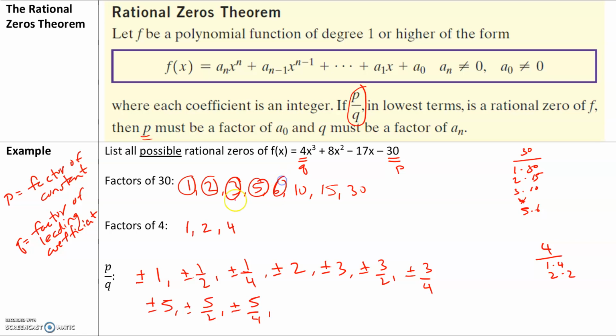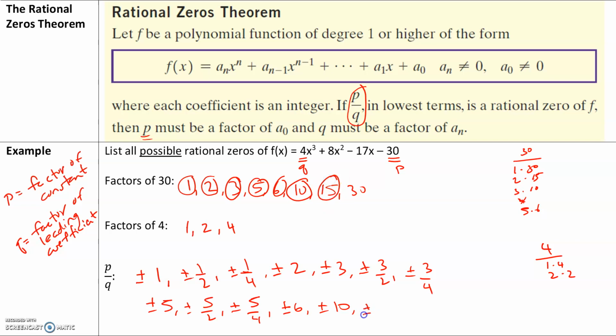Now let's go to 6. We have 6 over 1, that's plus or minus 6. 6 over 2, that's plus or minus 3, but 3 is already there. 6 over 4, that's plus or minus 3/2. 3/2 is also there, so we don't have to write those twice. Then let's go to 10. We have 10 over 1, that's plus or minus 10. 10 over 2, that's plus or minus 5, and 5 is already here. 10 over 4, that's plus or minus 5/2. That's also there.